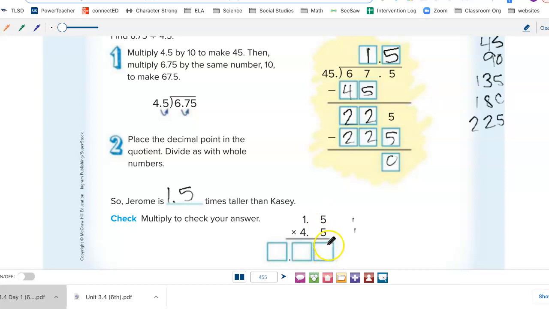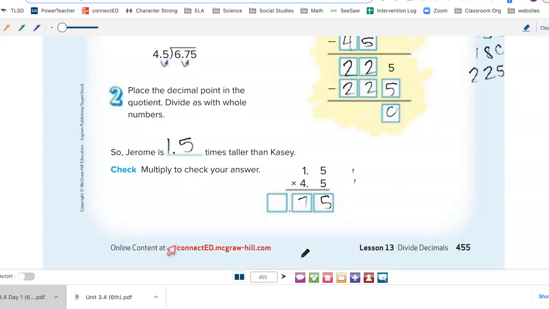So that is 25. That would be 7. 5 times 4 is 20, and then that would be 6. So I do indeed end up with 6.75.